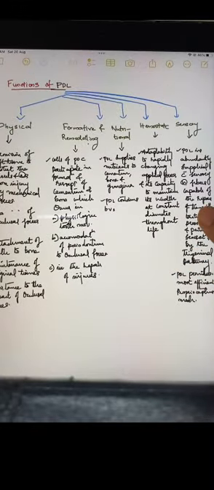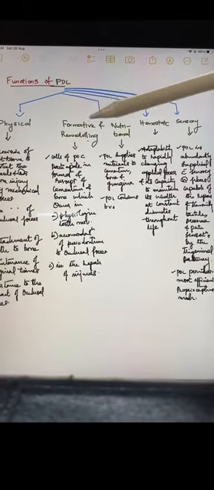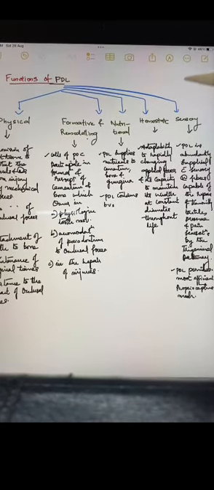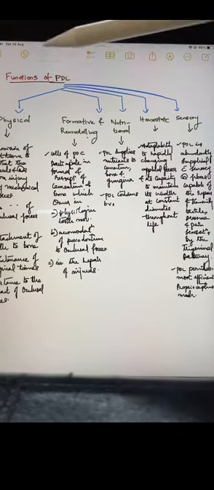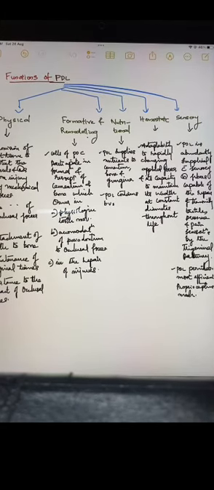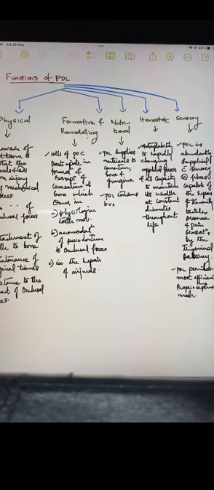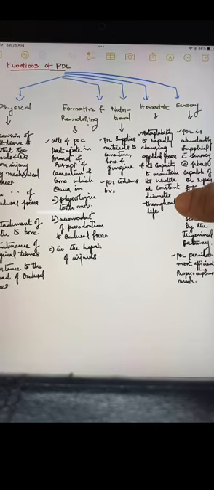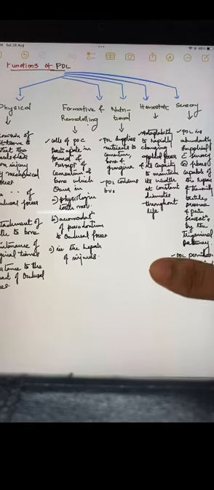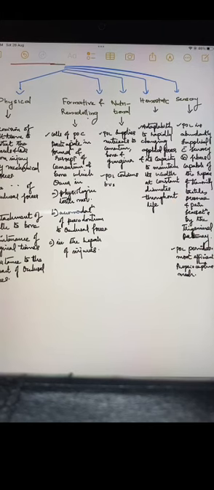Then we will discuss now the functions of the periodontal ligament. There are five major functions: physical, formative and remodeling, nutritional, homeostatic and sensory. Physical functions are the provision of soft tissue to protect the vessels and nerves from injury by mechanical forces, and it helps in the attachment of teeth to bone, the maintenance of gingival tissue and resistance to the impact of occlusal forces.